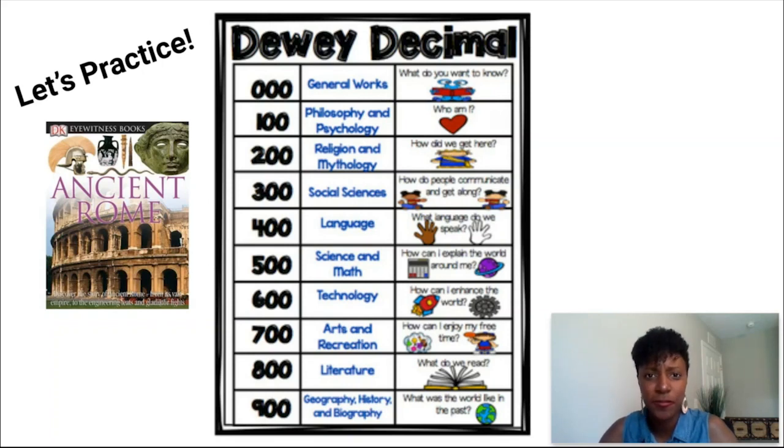Do you see it? All the way at the bottom, 900 says geography, history, and biography. What was the world like in the past? Well, the title is called Ancient Rome. Ancient makes me think of something from a long time ago. I've got a feeling this book belongs in the 900s. What do you think? Do you agree? Yes, you are correct.